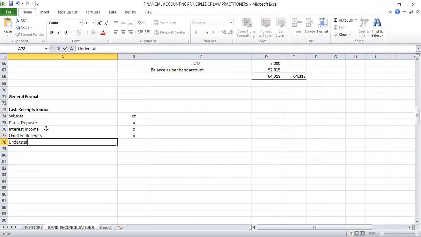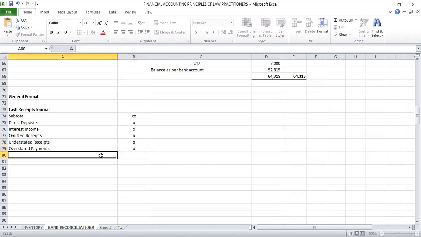Understated receipts. These are receipts that are recorded at a lower amount. So for understated receipts, we'll have to record the difference. For example, if we had recorded 5,000 instead of 7,000, we just have to top up and record the additional 2,000. Right. We have got overstated payments. Again, for overstated payments, we have to record the difference.